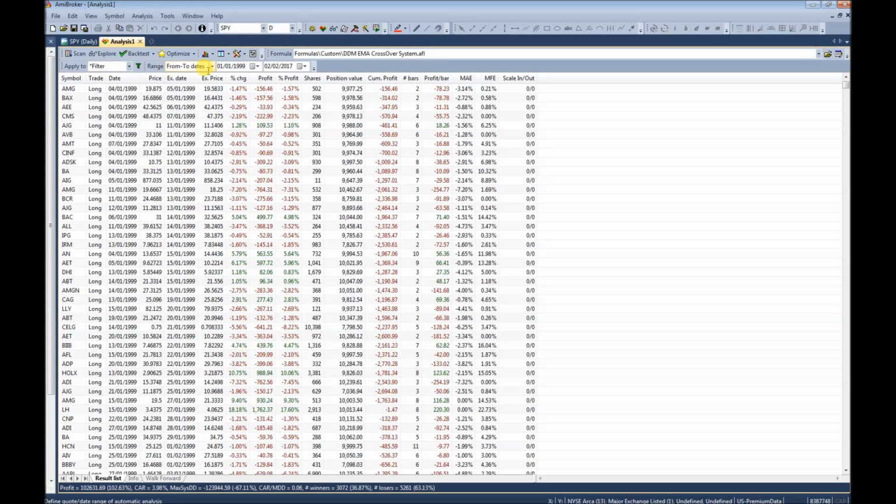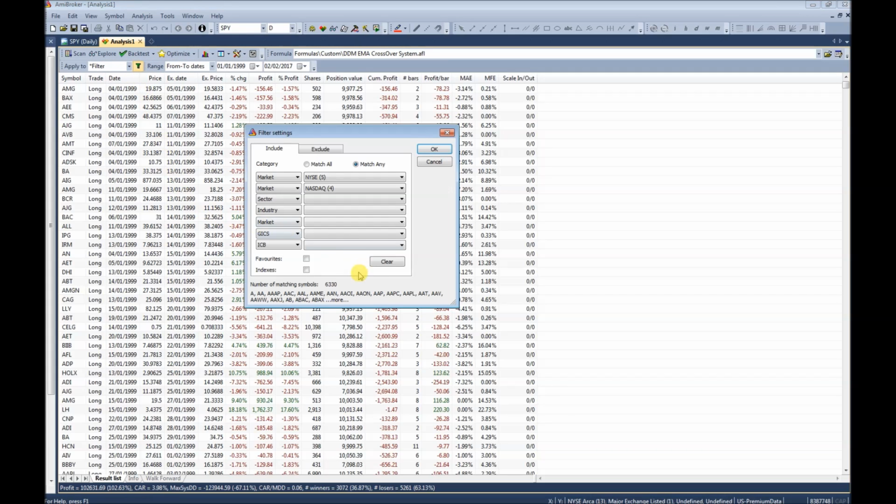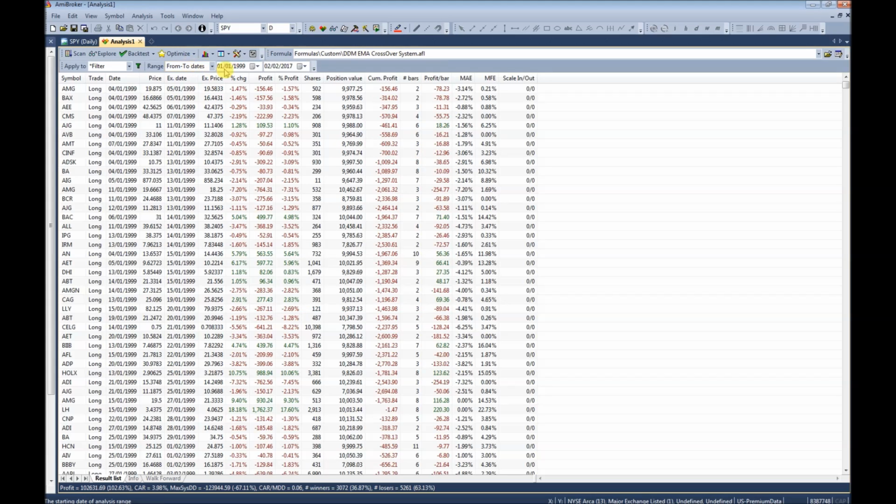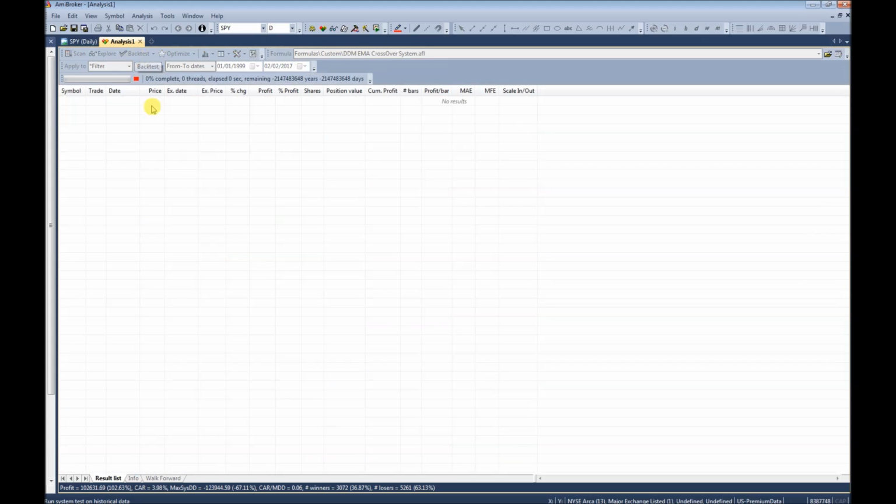So now we've got all of those symbols there. We've got 6,330 symbols. We're going to use the same dates, 1999 to the present, and let's run a backtest on that and see what it looks like. This might take a little bit longer because it has so many symbols. So let me actually just pause the video until it's finished.